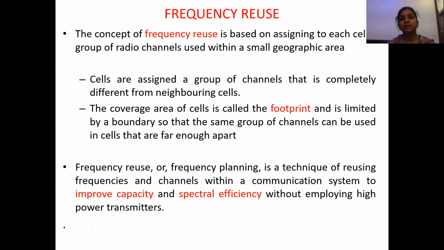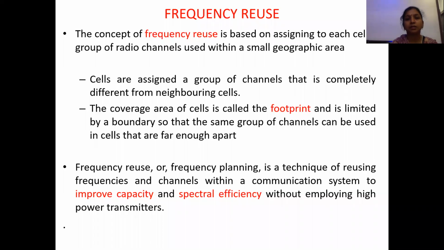In this lecture, we will discuss the concept of frequency reuse. The concept of frequency reuse is based on assigning to each cell a group of radio channels used within a small geographic area. That is, cells are assigned a group of channels that is completely different from neighboring cells. The coverage area of cells is called the footprint and is limited by a boundary so that the same group of channels can be used in cells that are far enough apart.